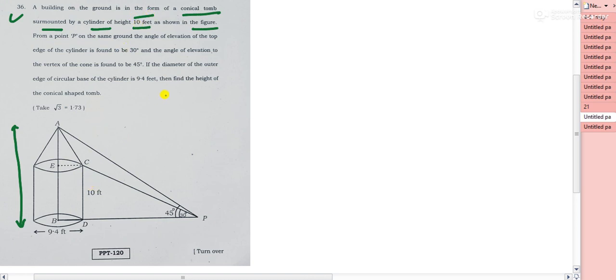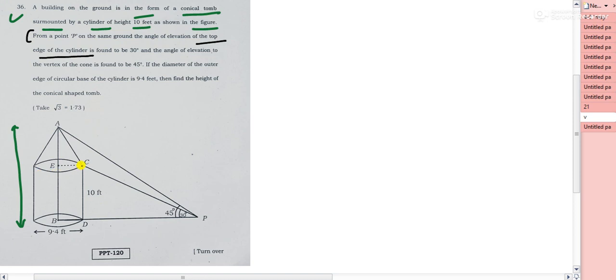They have not given it in meters or centimeters as they always give in the textbook. So no need to panic, there is no need to take this as a headache. It's very simple. It is in feet, solve it in feet itself, no need to worry. So how to approach this question? Let me finish the reading part first. Now see, you got this is the building. Here, from a point P on the same ground, the angle of elevation of the top edge of the cylinder.